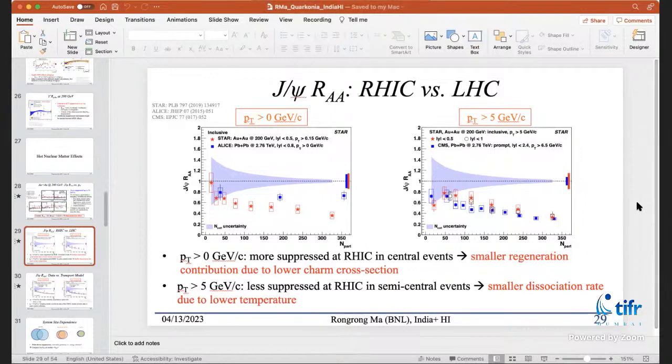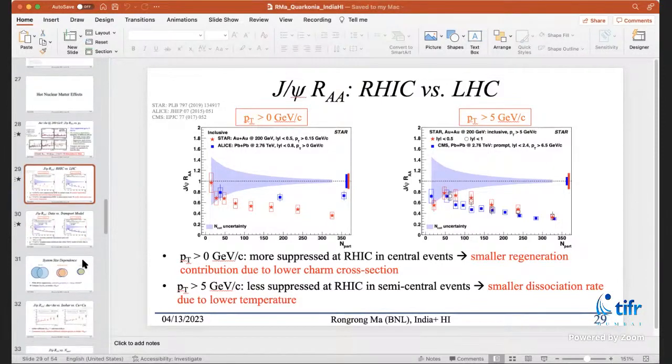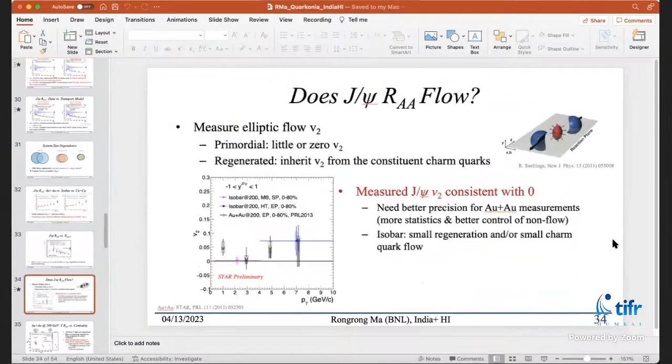Okay, this seems fine. Then one more question was related to the comment that you were making to Somin. You said that charm flows and regeneration is substantial, but regeneration at RHIC is expected to be not such an important effect, right? So then it could be that the V2 that you measure at RHIC is much closer to zero, although at ALICE we do see substantial V2 for J/psi.